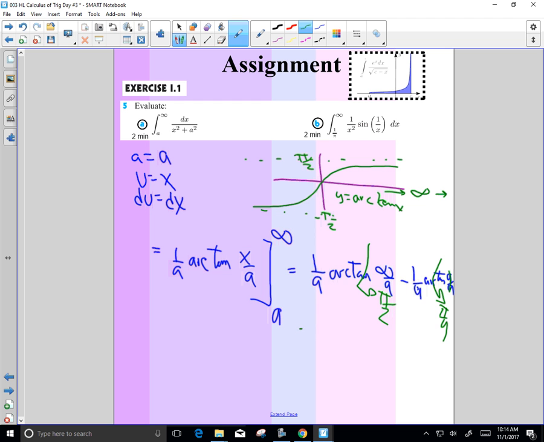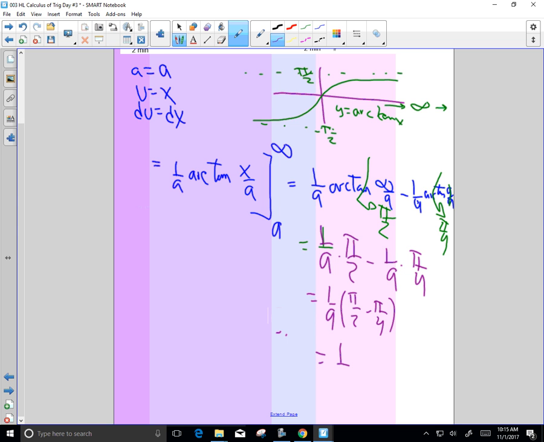4. So 1 over a times pi over 2 minus 1 over a times pi over 4 is going to be 1 over a times, what's pi over 2 minus pi over 4? Yeah, it's just pi over 4. So you can say it's pi over 4a. It's your area of that.